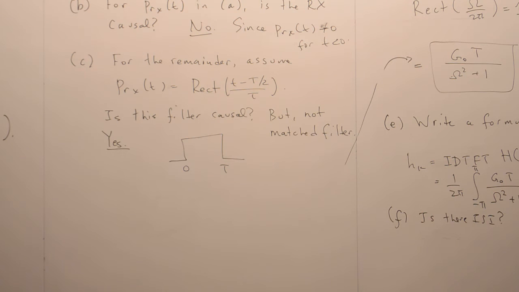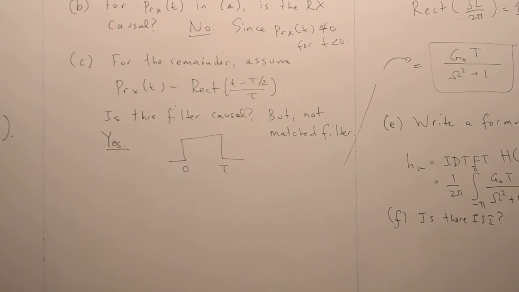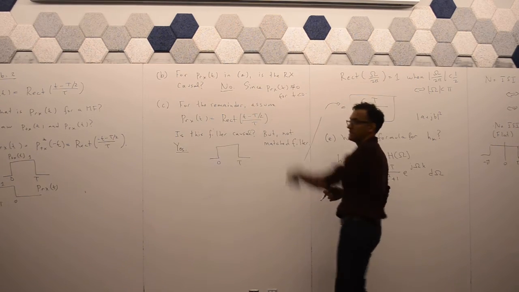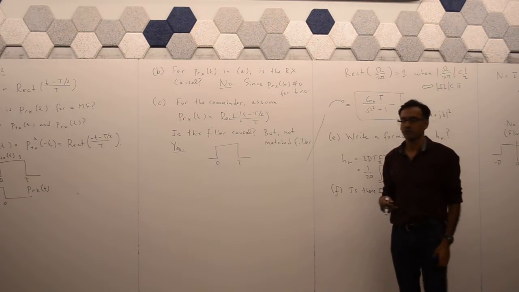They never match it because in reality the transmitter is usually causal, so it's always going to have an impulse response that's greater. But I can never actually create the matched filter, because if I try to run the matched filter, it'll be anti-causal. Why is it not causal? Because PRX of t is not equal to 0 for t less than 0.